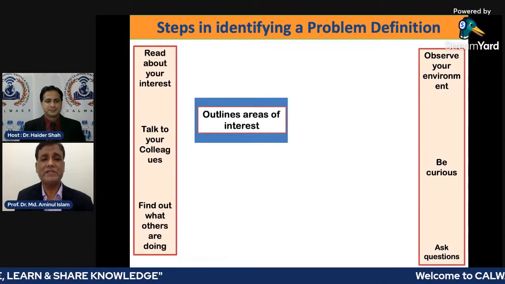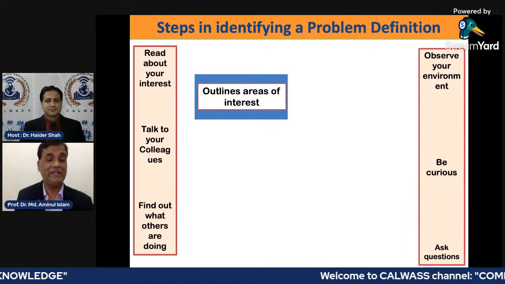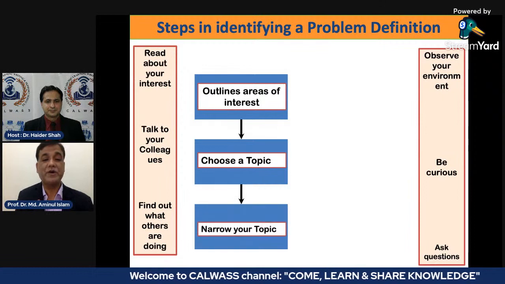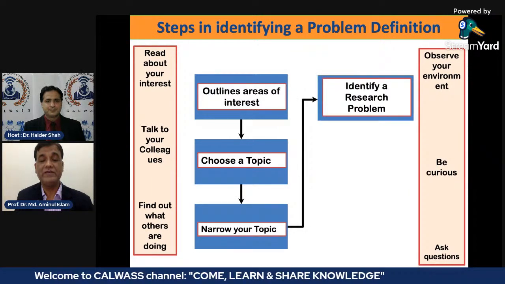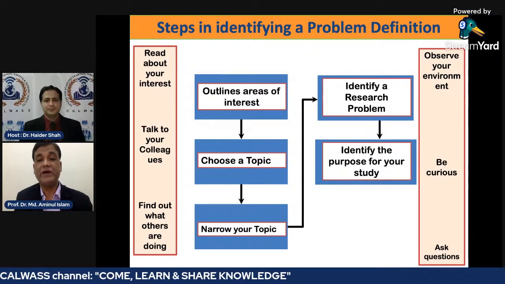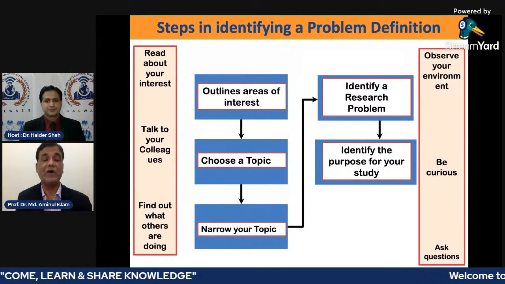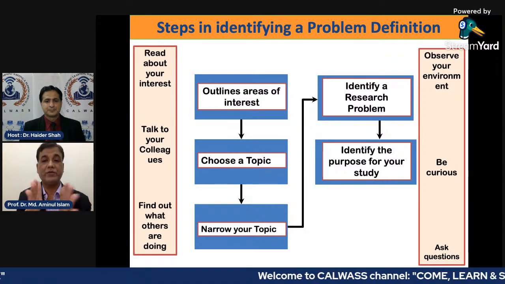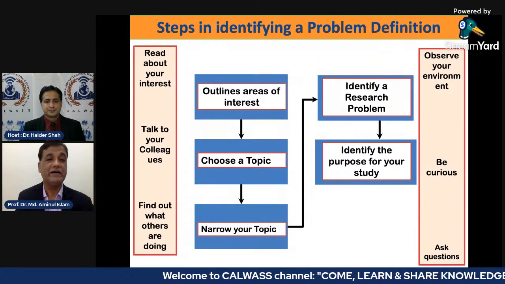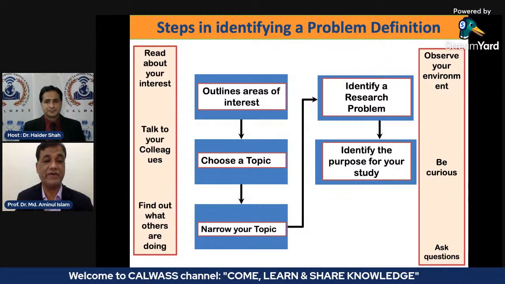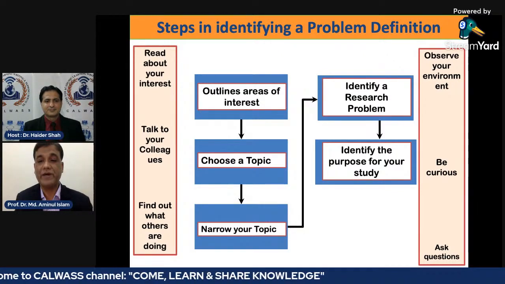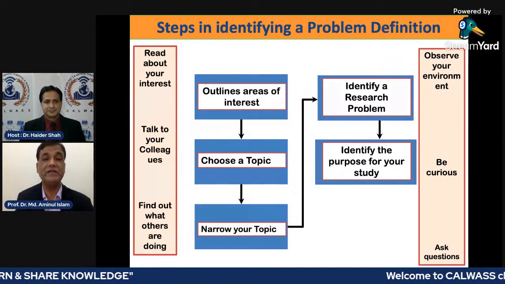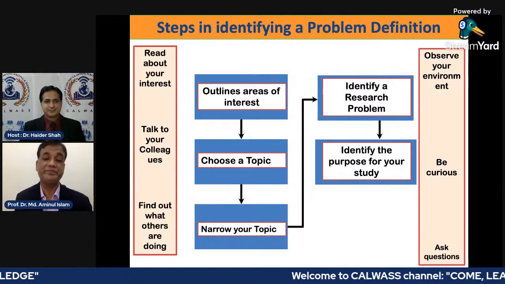So these are the few steps that we take to identify a research problem. First of all, you have to outline your areas of interest. You choose a topic, you narrow down your topic, you identify your research problem, and finally you identify the purpose of the study, right? So that's how we identify and define a research problem. And besides that, on both sides, I put certain points there. You have to read about the interest, talk to your colleagues, find out what others are doing, observe the environment, be curious, ask questions, right? These are very important elements in defining a research problem.